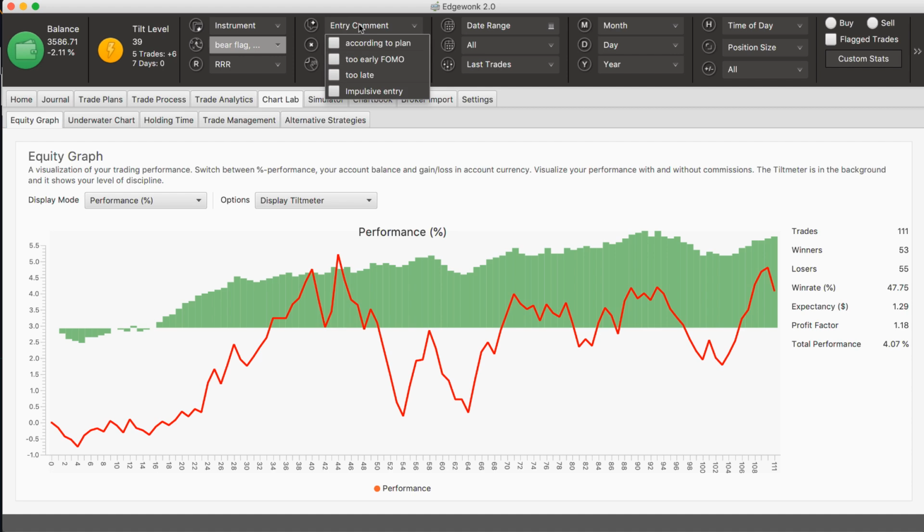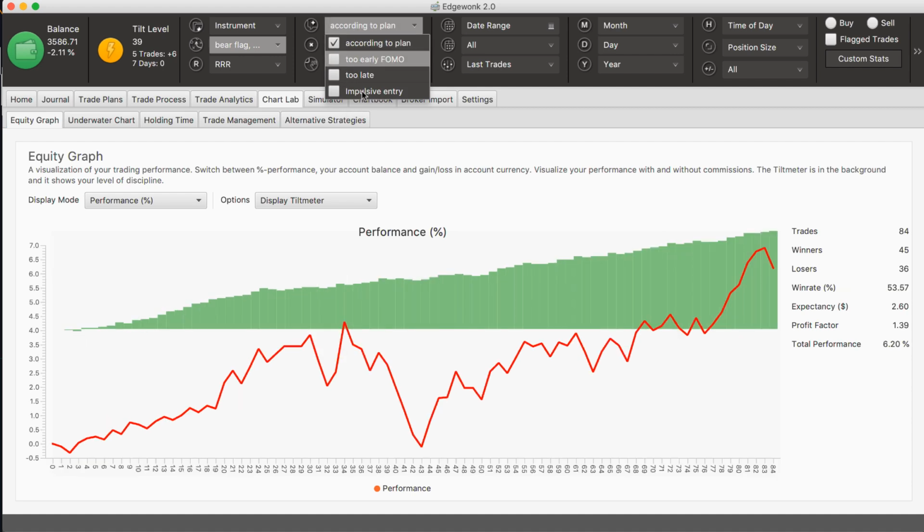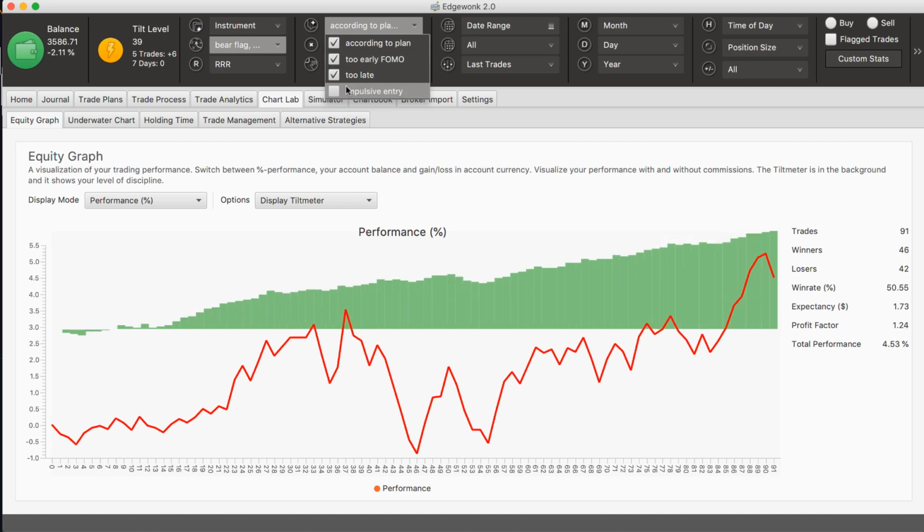Let's take a look at the entry comments and let's select everything, even the negative ones, except for impulsive entries. So even the trades he took too early and too late, we selected them, and you can see now we are at a 4.5. And yeah, still here we have a big drawdown, but overall, especially in the later part, it looks much better for the trader.